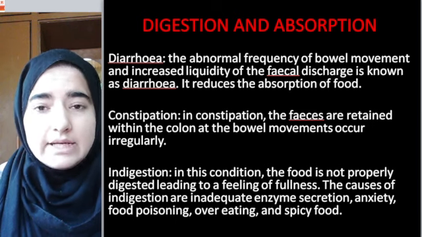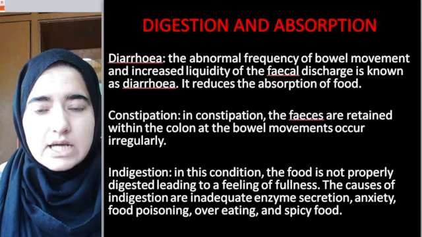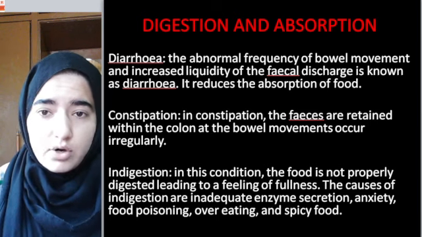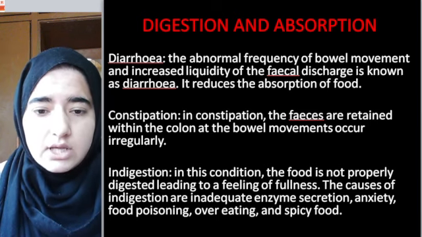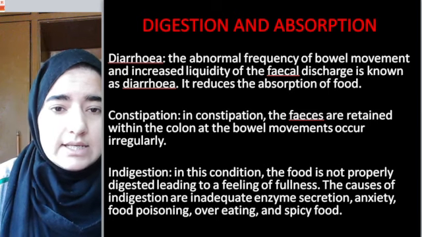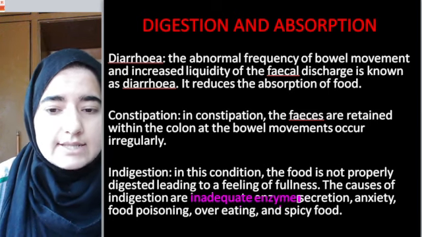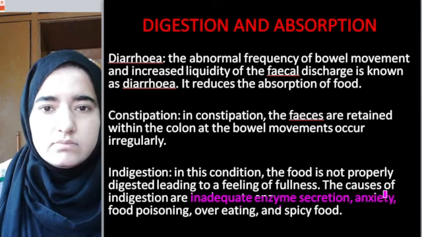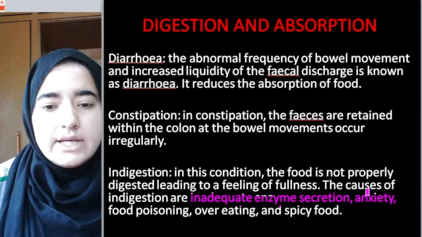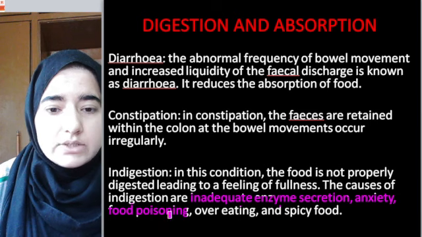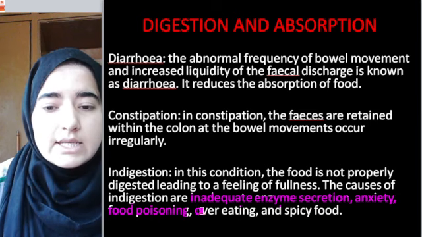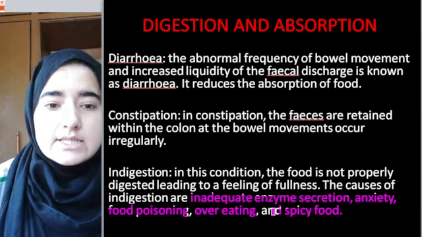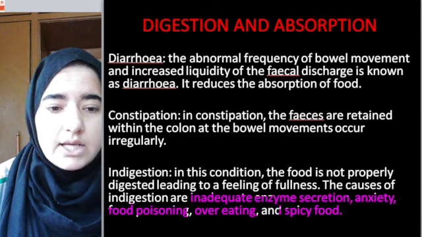Then we have indigestion. Indigestion simply means when food products are not digested properly. Since digestion doesn't take place properly, we call it indigestion. The causes of indigestion are mainly inadequate enzyme secretion, meaning enzyme secretion doesn't take place properly. If somebody is going through anxiety, indigestion will take place. If somebody has food poisoning, indigestion will take place. If somebody is overeating, or eating spicy food continuously, indigestion will take place.